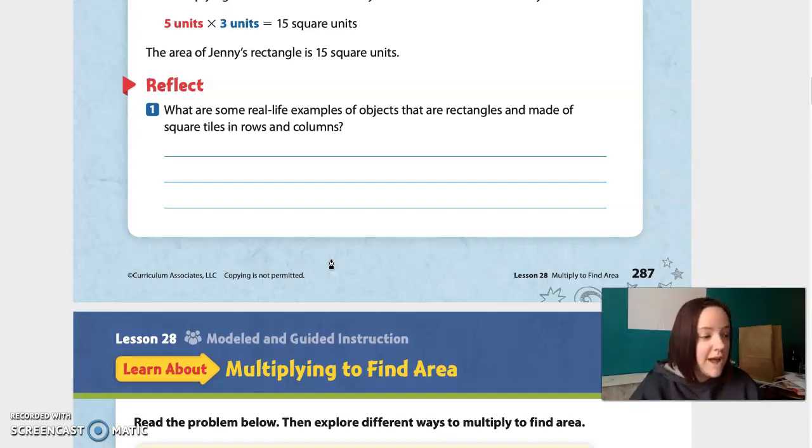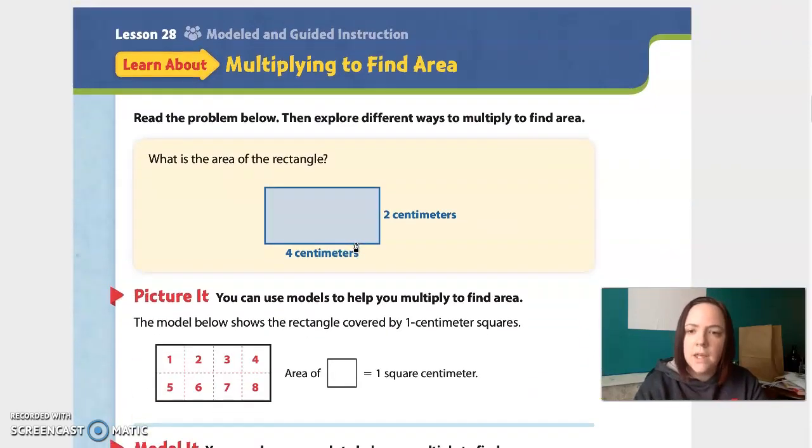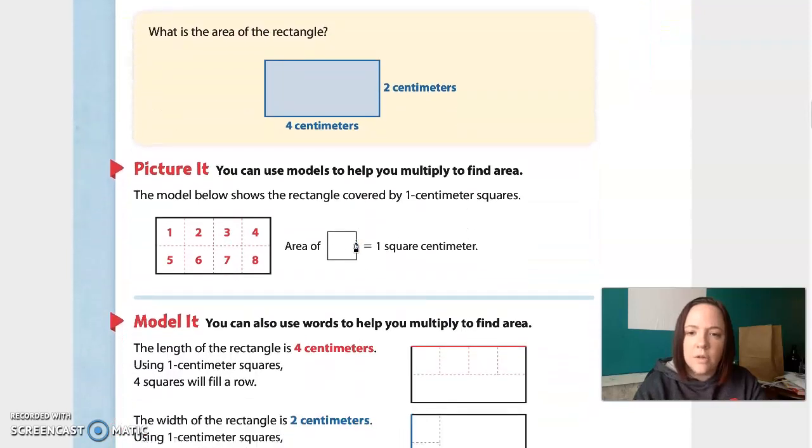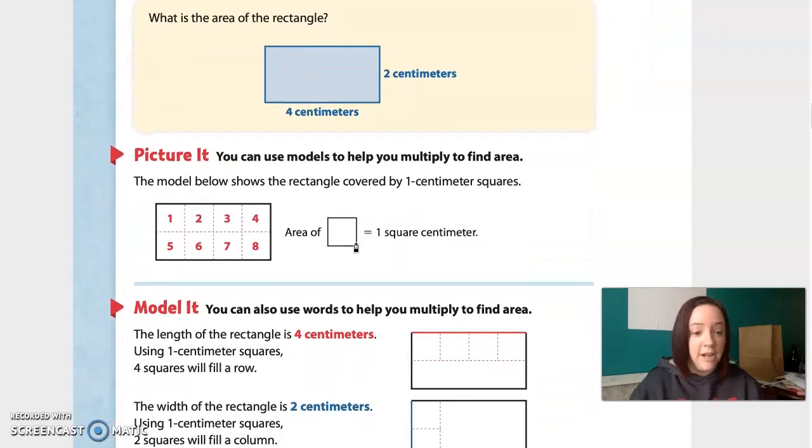If you have something in your house, maybe like a tile floor, I have a tile floor, I could use that as my rectangle, and then I could count the square tiles. Anything like that that you have, or maybe tiles on a wall, you can use. Okay, let's learn how we are going to multiply to find the area of this rectangle.